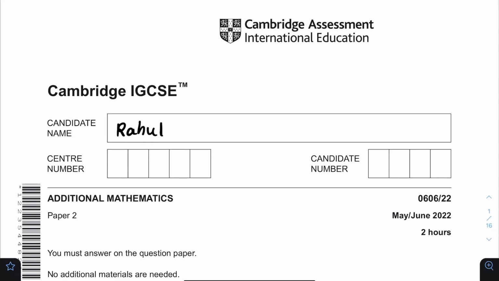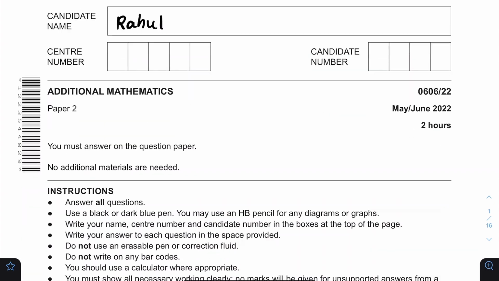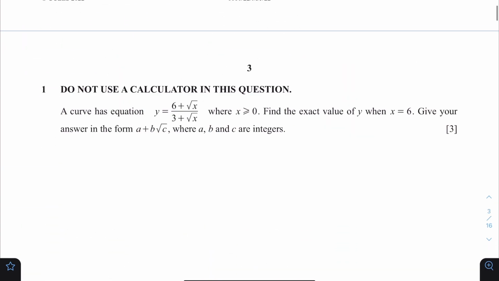Alright, hi guys. So we're going to go into another practice test here in the additional math section again. It's going to be the May, June 2022 version and version 2 of paper 2. So it's going to be a 2-hour paper, and let's get right into it because it is such a long paper. Alright, so the first question.